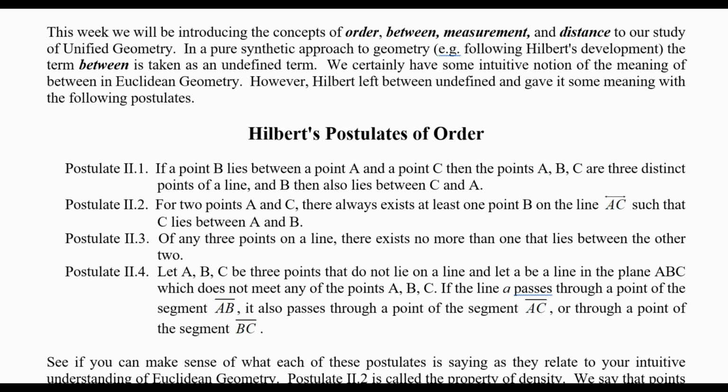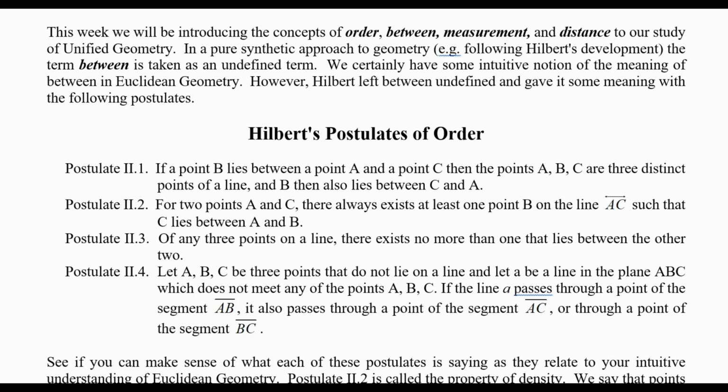The next one, the third order postulate of Hilbert, says of any 3 points on a line, there exists no more than one that lies between the other 2, which means you can basically have an order to the points on a line. There's an inherent order there to it.